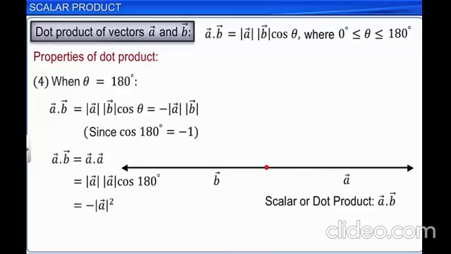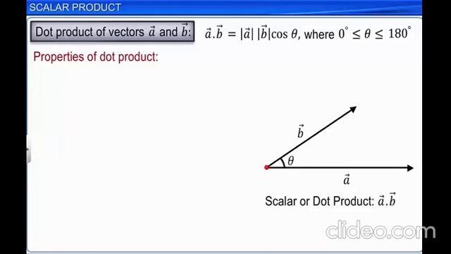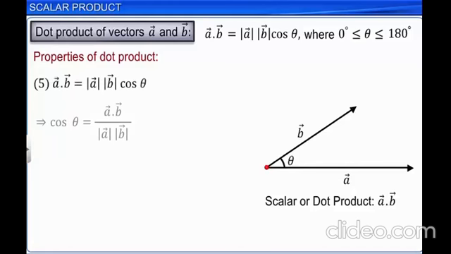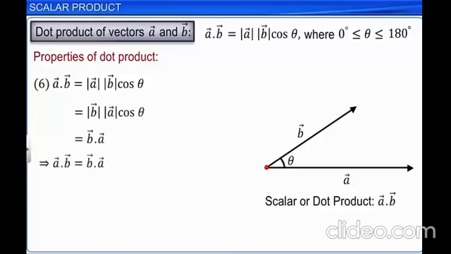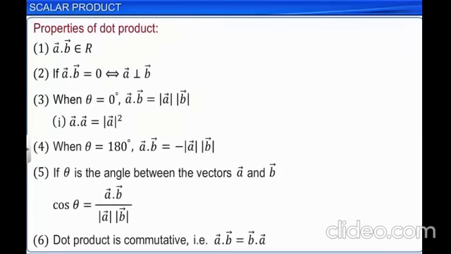If the magnitudes of two non-zero vectors and their scalar product is known, you can find the angle theta between them. The dot product of two vectors is commutative. The properties of dot products that we have discussed so far give some very interesting results.